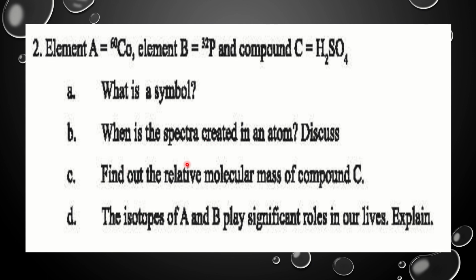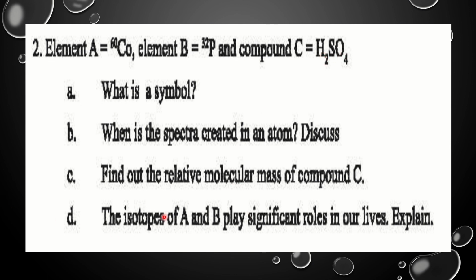Now, C number question. Find out the relative molecular mass of compound C. Compound C, that is sulfuric acid. You have to find out the relative molecular mass of sulfuric acid. The relative atomic mass of hydrogen is 1, sulfur is 32 and oxygen is 16. From there, you can calculate the relative molecular mass of sulfuric acid.